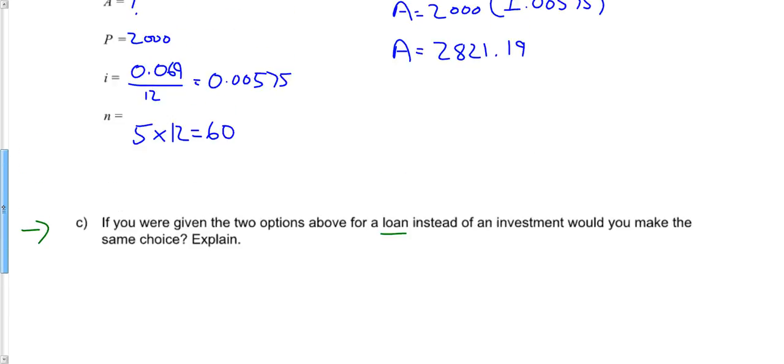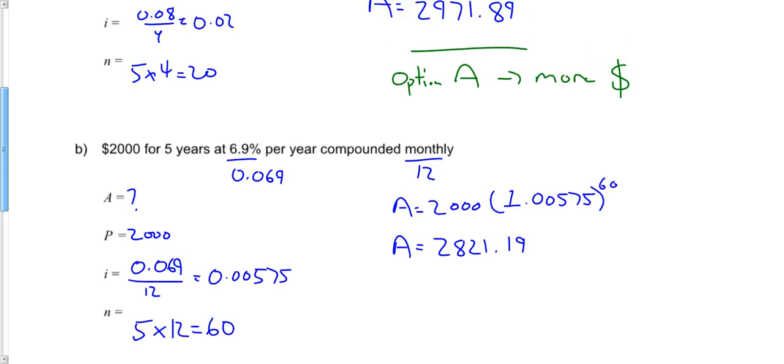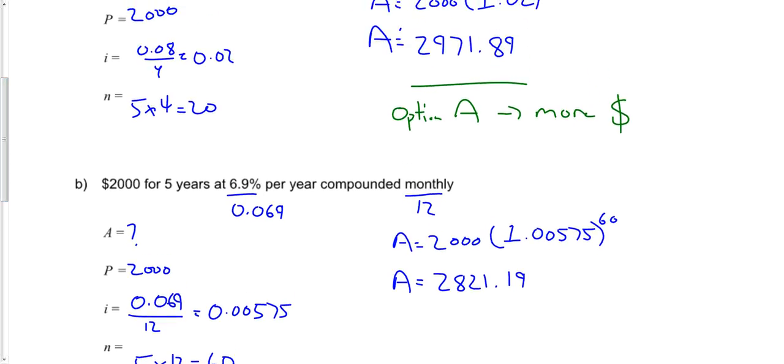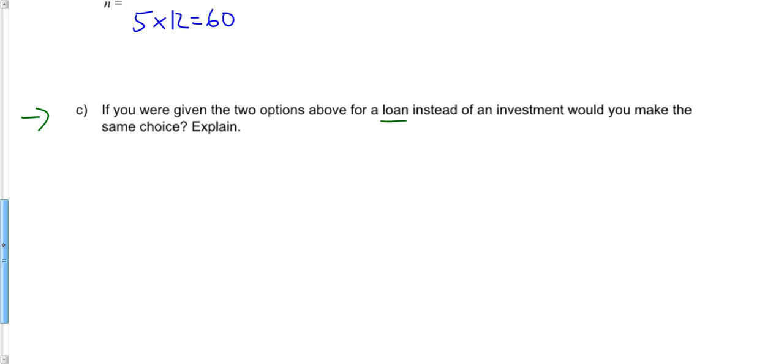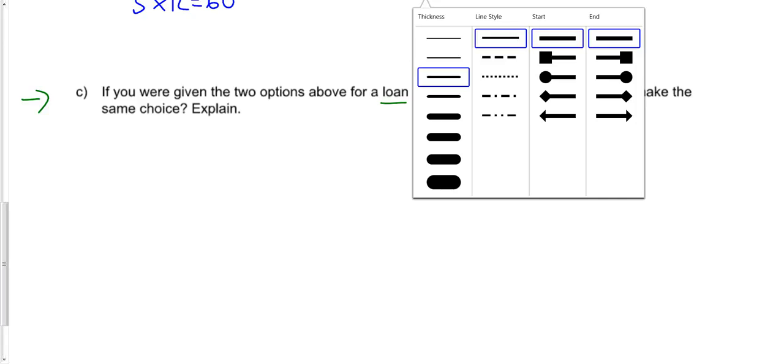Well, if I borrowed money and had to pay money back, we can see here that option A is a little more than $150 more expensive. So I would actually want to choose option B for a loan. Because if I was borrowing this money, then if I went with option B, I would actually save myself about $150. So between the two options, I would choose option B.